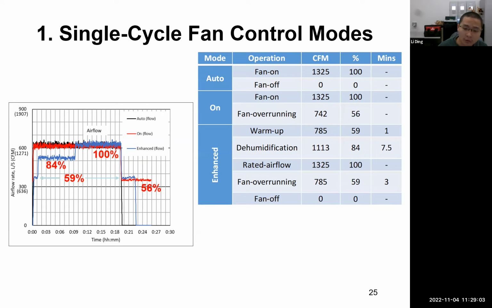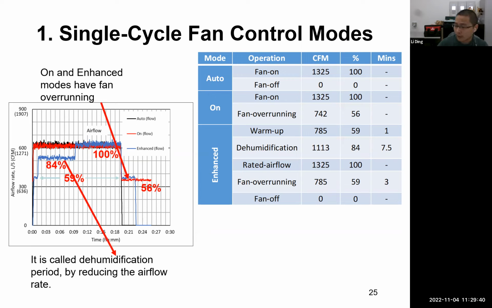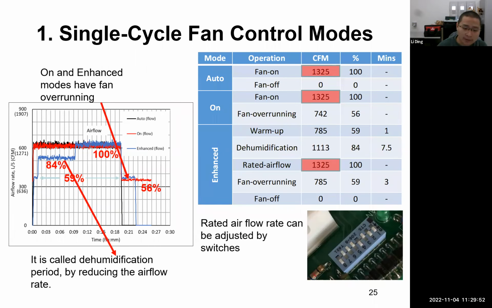Then is the rated airflow rate, 100%. And when the compressor is off, the fan overruns for a short period, which is 3 minutes here. And the airflow rate is at 59% of rated. After that, the fan is off. So based on the chart, you can see on and enhanced mode have fan overrunning here. Also, we have introduced this period. It is called dehumidification period by reducing the airflow rate. Also, the rated airflow rate can be adjusted by the switch here. So this is a single cycle of different fan control modes.